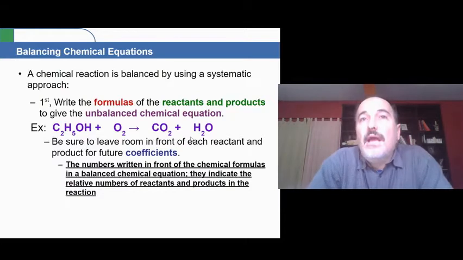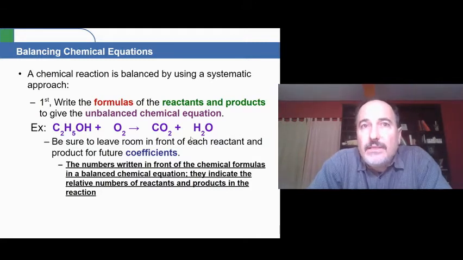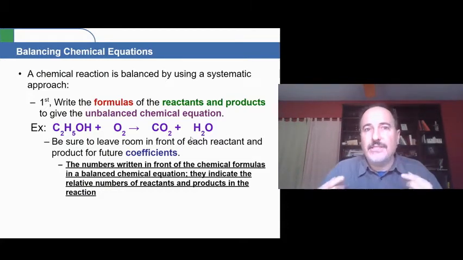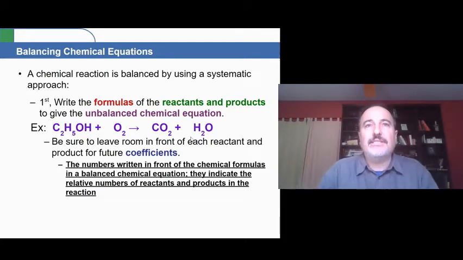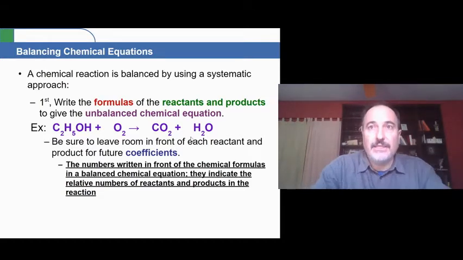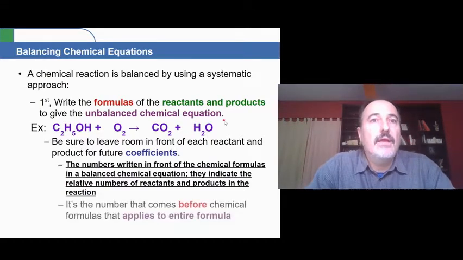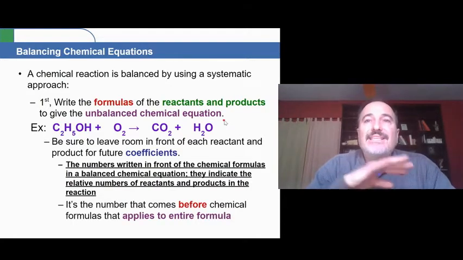Now, coefficients are numbers that are written in front of the chemical formulas in a balanced chemical equation. They indicate the relative numbers of reactants and products in the reaction. You can think of coefficients as being individual molecules or formula units of a specific substance, or consequently, you could also think of them as moles, larger representations of each of these, okay? Either way, using the coefficients will help you out. This is what you use in order to balance it, by putting these numbers in front, as I will show you. All right? And remember, it applies to the entire formula.